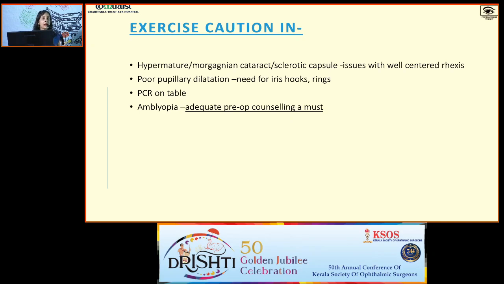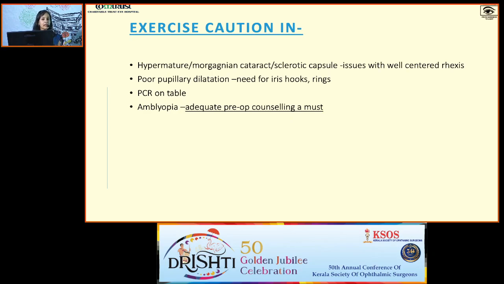PCR on table, again, is a contraindication because if you put a sulcus implanted IOL, it always has a tendency to rotate, and I'm not aware of any 3-piece IOLs which can correct toricities.